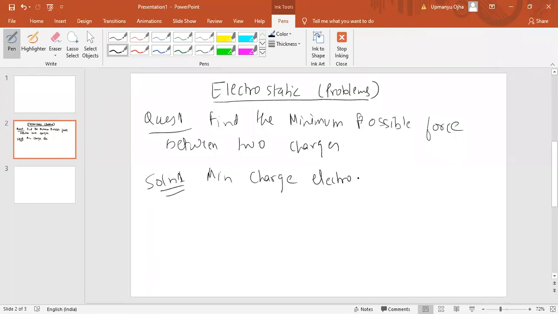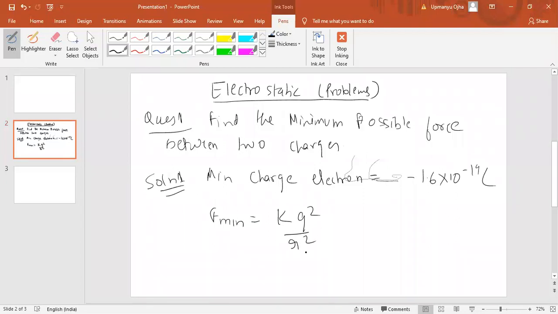And what is the value of the charge? What is the value of the charge of an electron? That is equal to minus 1.6 into 10 to the power minus 19 coulomb. So the minimum possible force will be equal to kq square by r square.